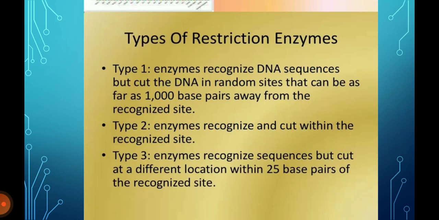Then next, types of restriction enzyme. We will see them one by one. The first type is an enzyme that recognizes DNA sequences but cuts the DNA at random sites that can be as far as 1000 base pairs away from the recognized site. Type two enzymes recognize and cut within the recognized site. Then type three enzymes recognize the sequence but cut at a different location, within 25 base pairs of the recognized site.